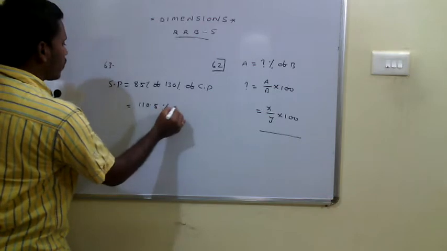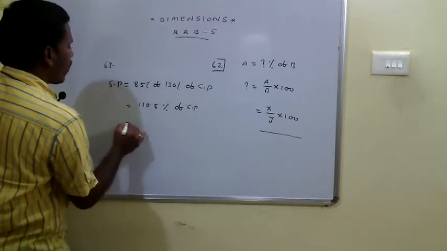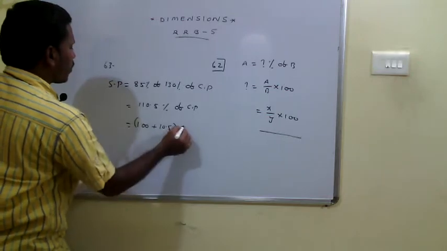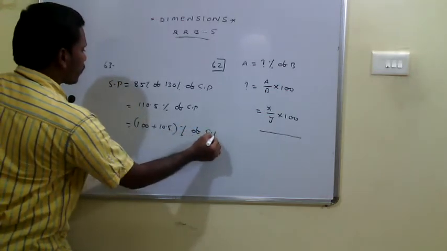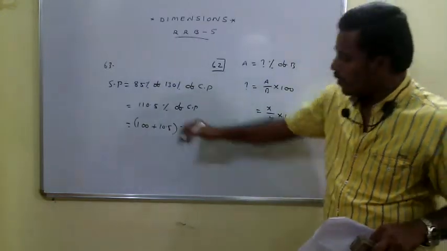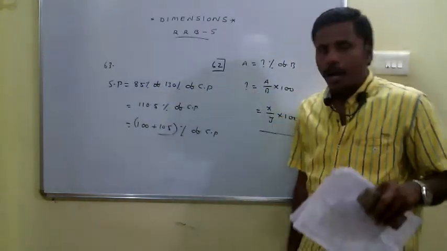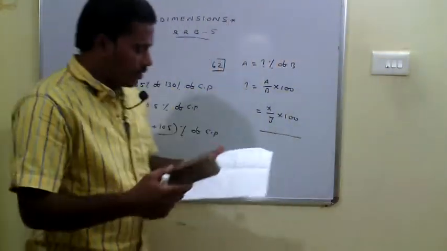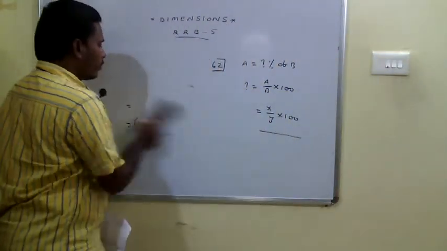110.5% of cost price. Since this is 110.5% of cost price, we can write it as 100 plus 10.5% of cost price. If the selling price is 100 plus some p% of cost price, then the profit is 10.5 and your answer is 10.5. There ends the problem. And the next one is the 64th problem.